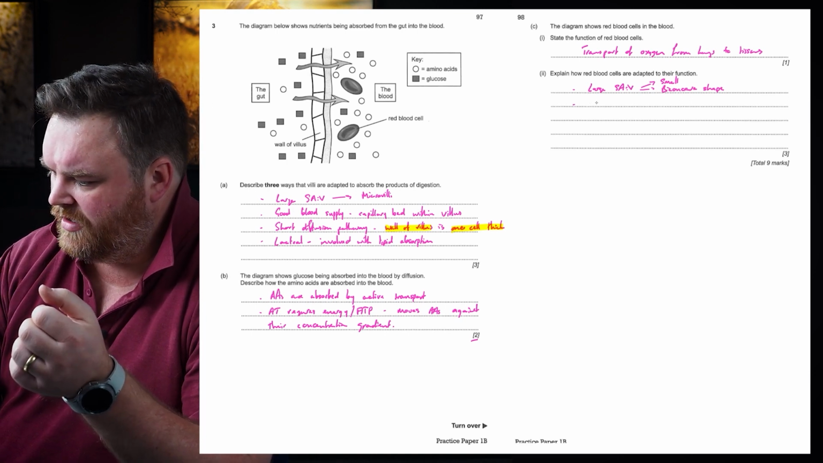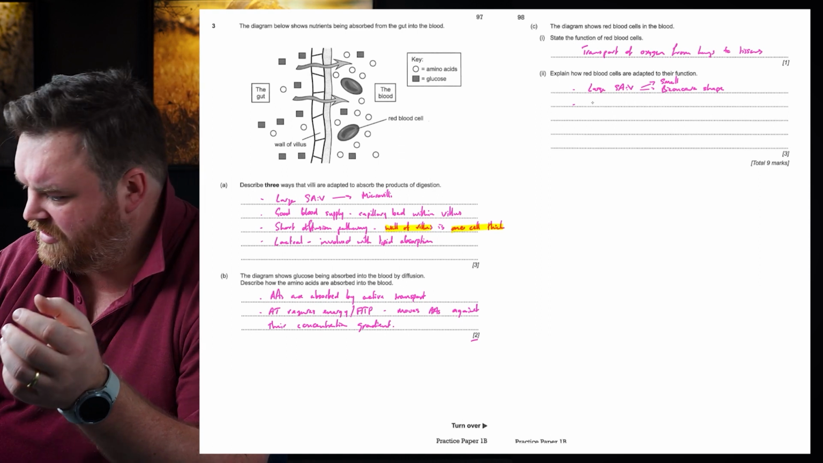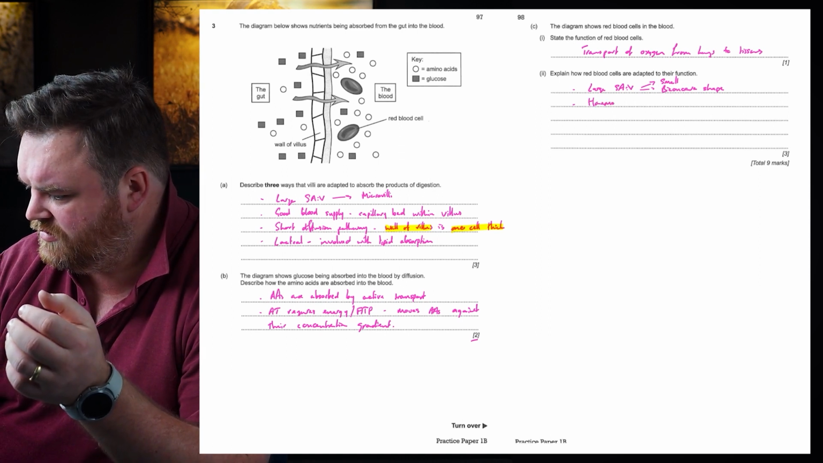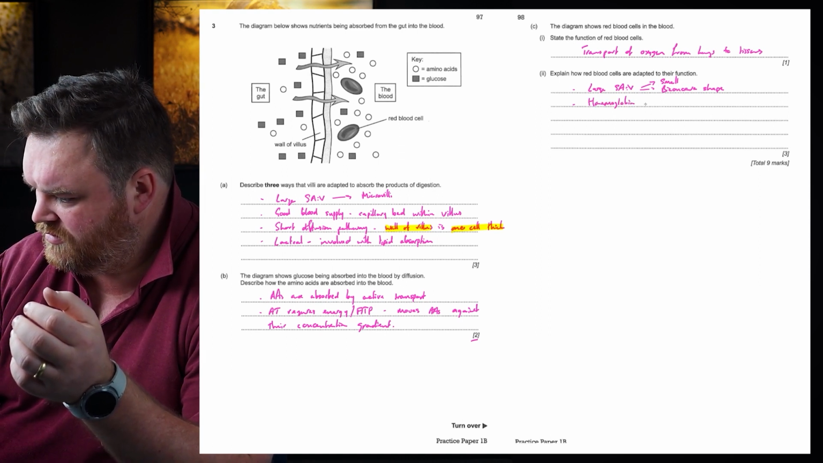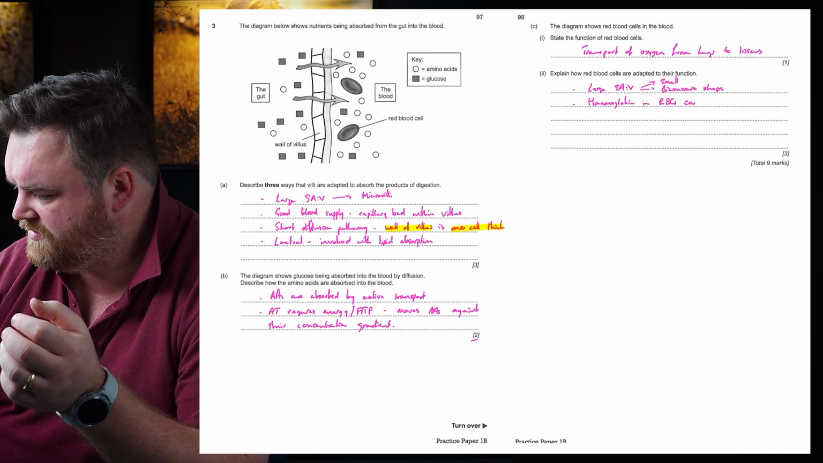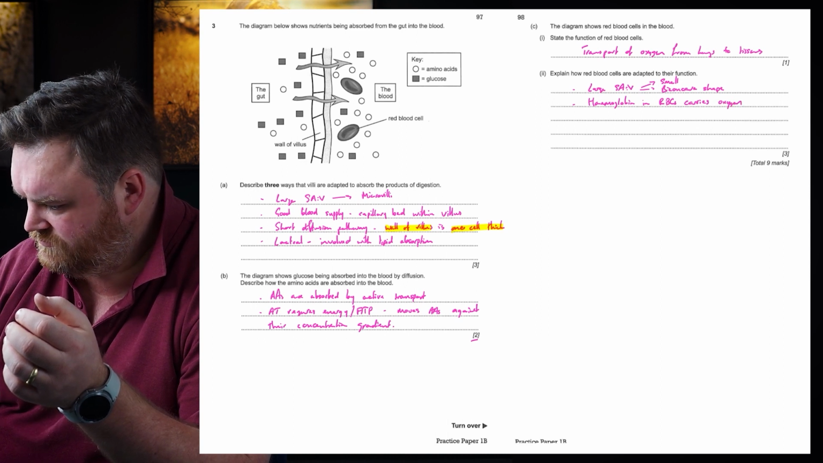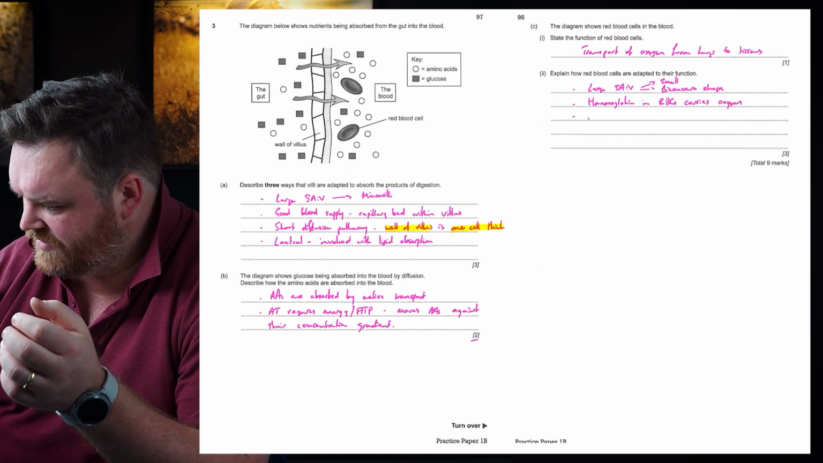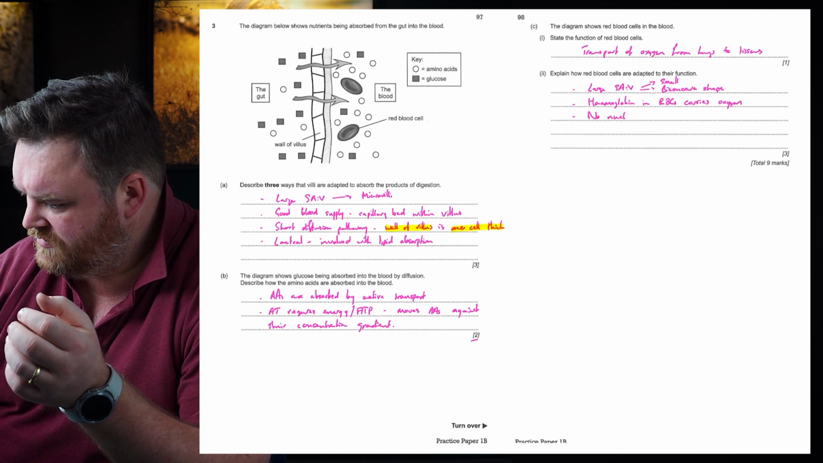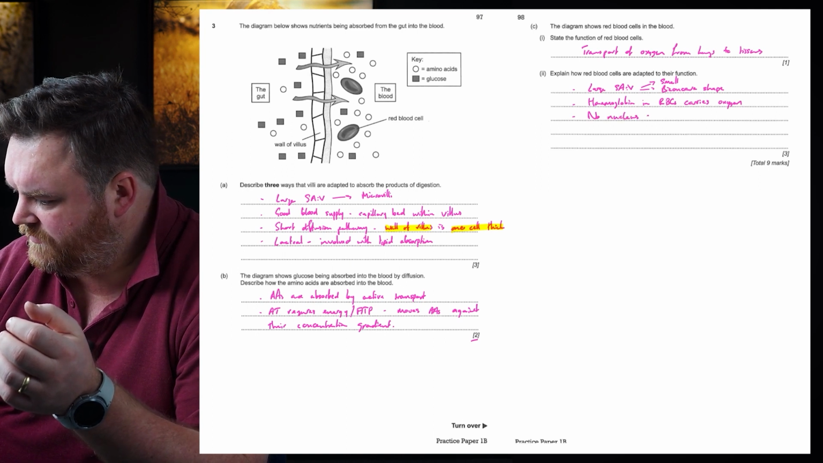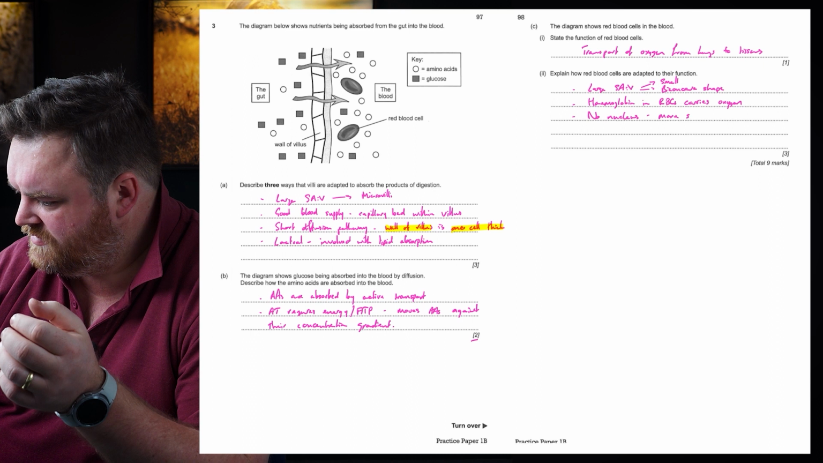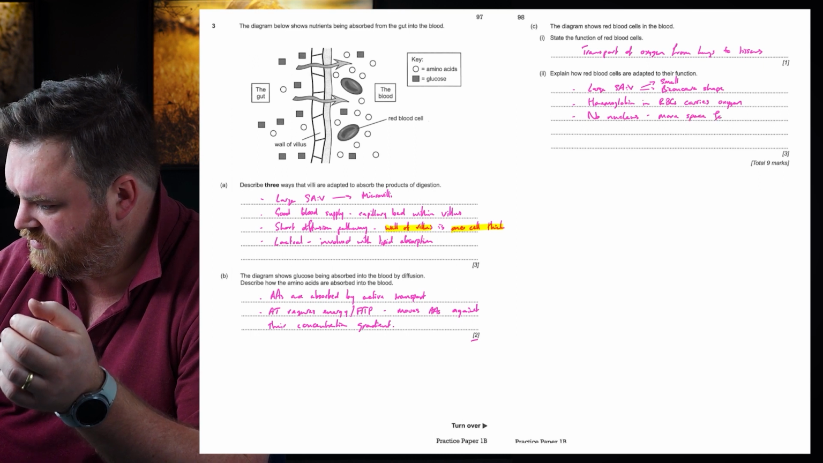We also have, and this is where we're just talking knowledge now, hemoglobin in the red blood cells, which carries oxygen, and the fact that there's no nucleus, which leaves more space for hemoglobin.